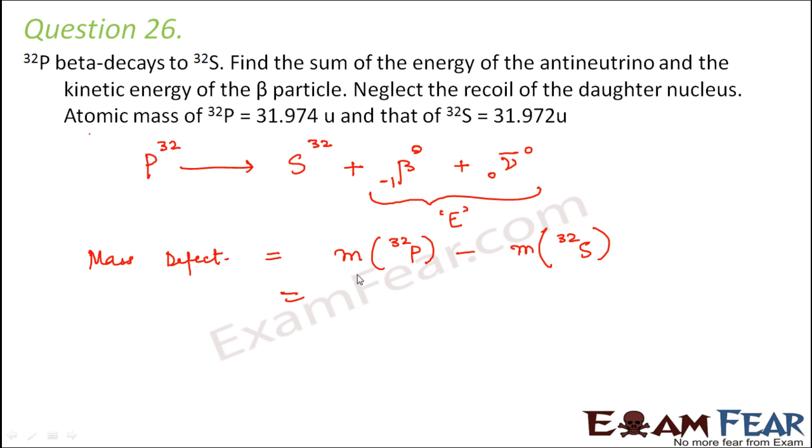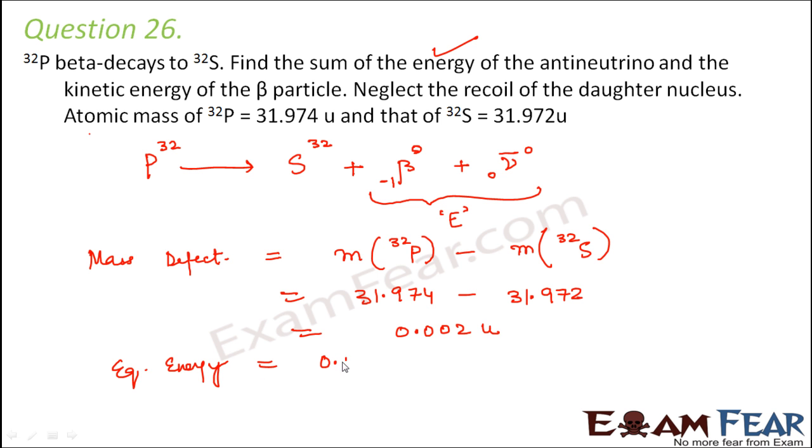Mass of phosphorus 32 is given as 31.974 and mass of sulfur is given as 31.972. So this comes out to be 0.002 units. Right, now this is the mass defect. Now we have to calculate the sum of the energies. So the equivalent energy would be 0.002 multiplied by 931 mega electron volt, which is equal to 1.862 mega electron volt.